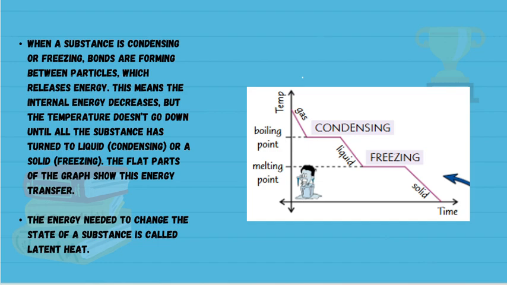When a substance is condensing or freezing, bonds are forming between particles, which releases energy. This means the internal energy decreases, but the temperature does not go down until all the substance has turned to liquid (condensing) or a solid (freezing). The flat parts of the graph show this energy transfer. The energy needed to change the state of a substance is called latent heat.